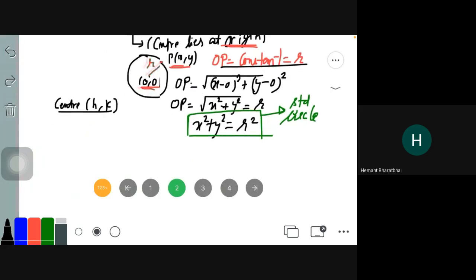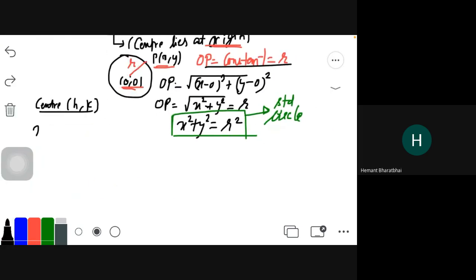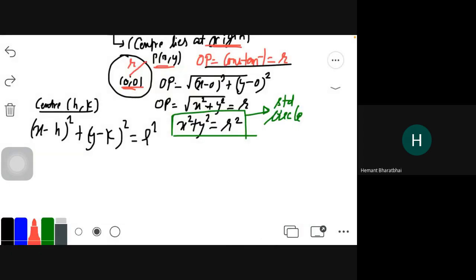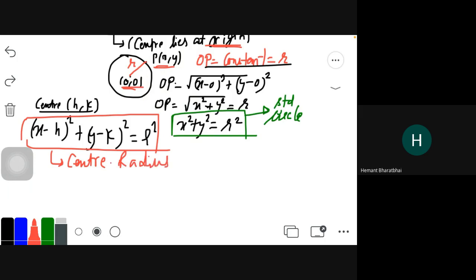Okay, and I'll get the resulting equation as (x minus h) the whole square plus (y minus k) the whole square equals r square. So this is also called the equation of circle in center radius form, because you have a radius and you have a center. This green one is the equation of the circle in standard form, and this red one is the equation of the circle in center radius form.